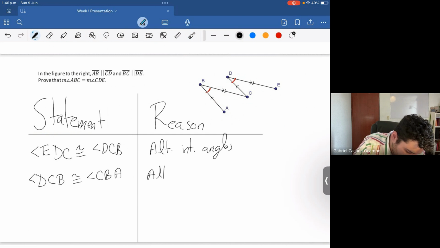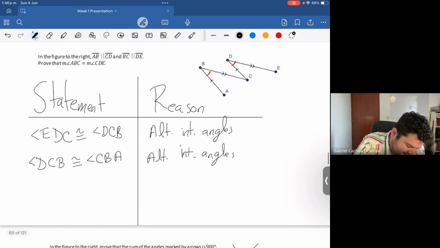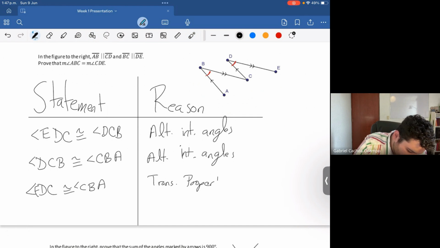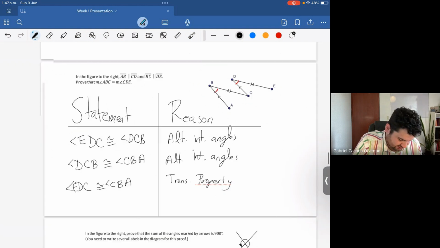Because alternate interior angles. Then angle EDC is congruent to angle CVA because of the transitive property. And that is all. Super cool, don't you think?